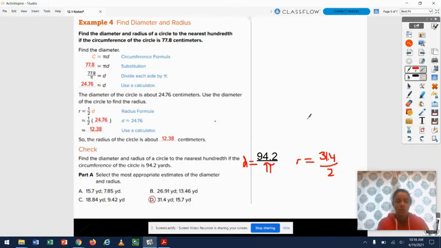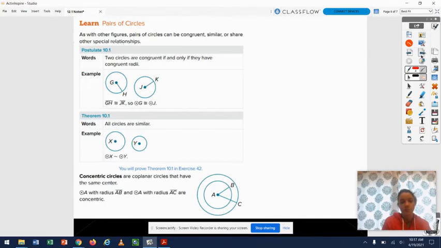In the check question, you need to find the diameter and the radius. They give you the circumference 94.2. So when you plug it into your equation, you would just need to divide 94.2 by pi. That would give you 31.4 for your diameter. To find your radius, then you just need to take 31.4 and divide it by 2, and that's where you get 15.7.